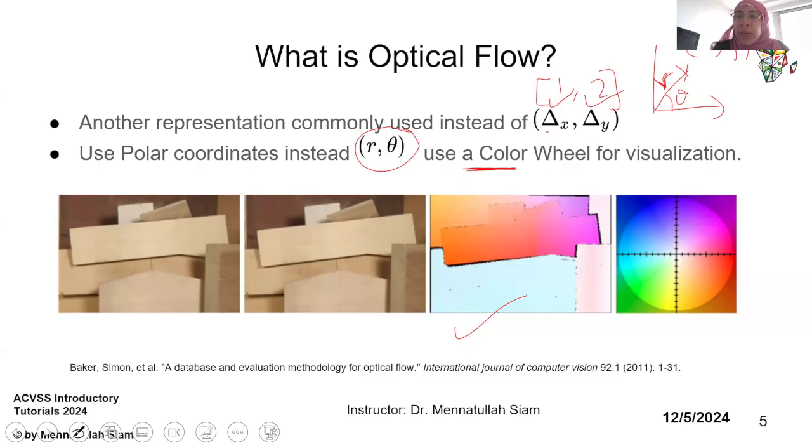And this magnitude and direction can help you pick which color. According to the direction, you can pick whether it's blue or more on the red part. So this will tell you the direction of the flow, and the magnitude can help with the color intensity itself. So this is another way to represent optical flow.